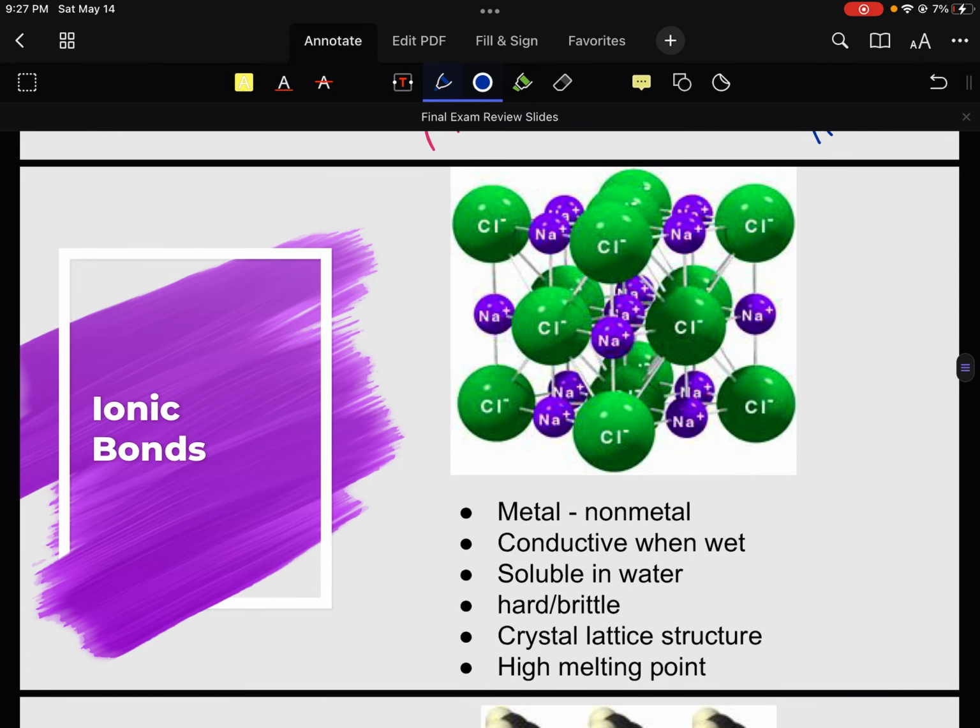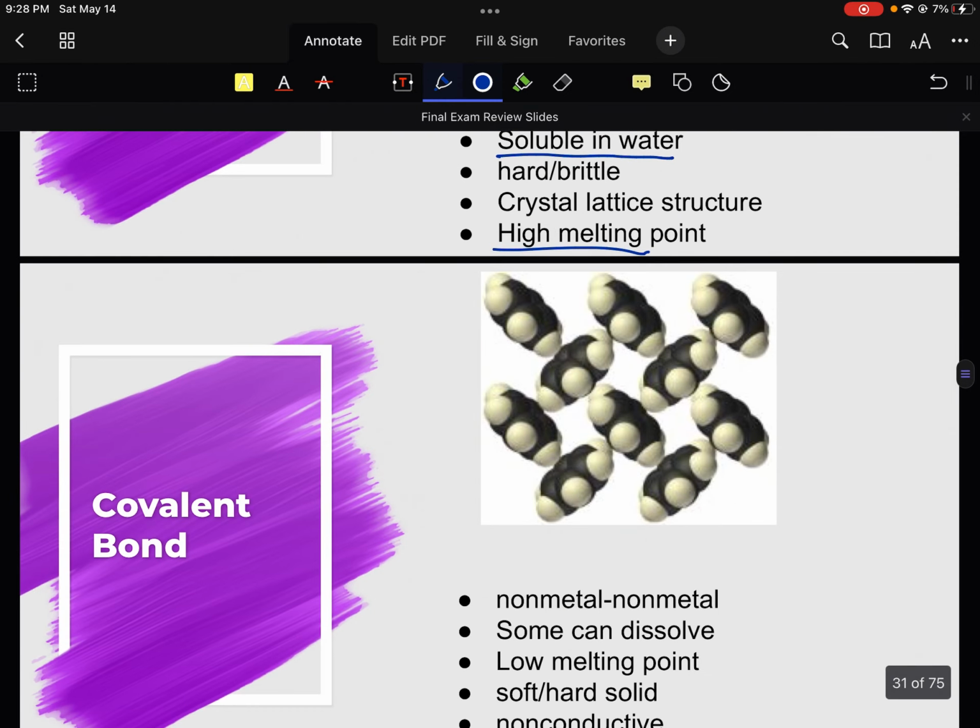The next part is just some simple terminology, just knowing the difference between ionic and covalent. The main thing is ionic always has a metal in it. So this is how you know that you're looking at an ionic substance. We know that it can dissolve in water and it conducts electricity and it has a high melting point.